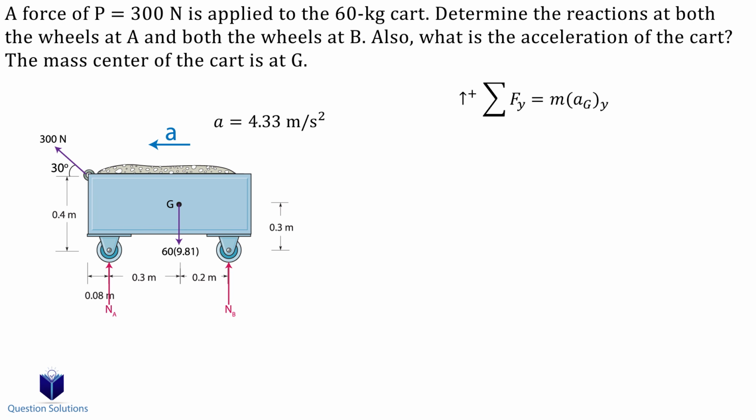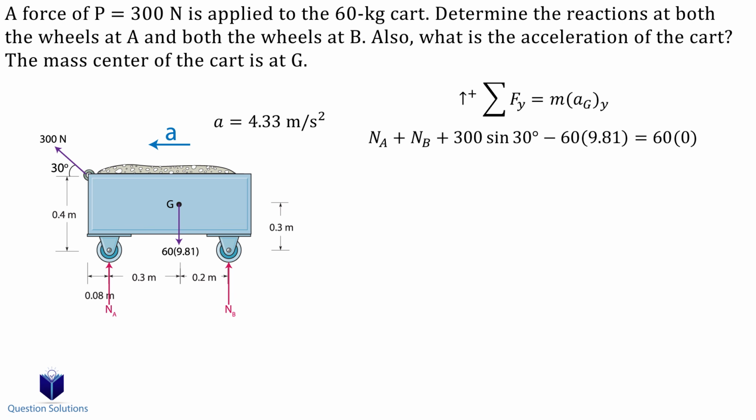The first equation will be for vertical forces. So we have the two reactions at the wheels and the y component of force P, and from that we subtract the weight. On the other side, we have the mass of the cart multiplied by the acceleration, but again, the cart only moves in the horizontal direction, meaning it doesn't move up or down. So there is no acceleration in the vertical direction. Now we need another equation.